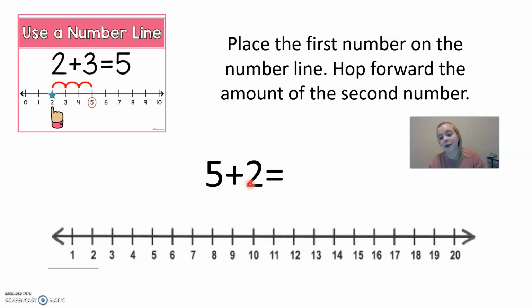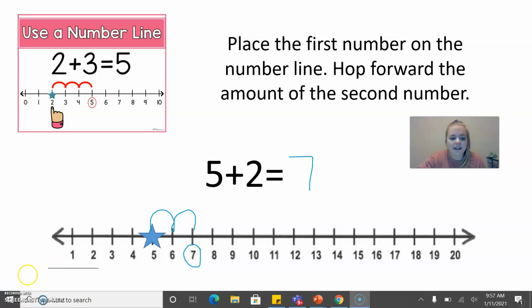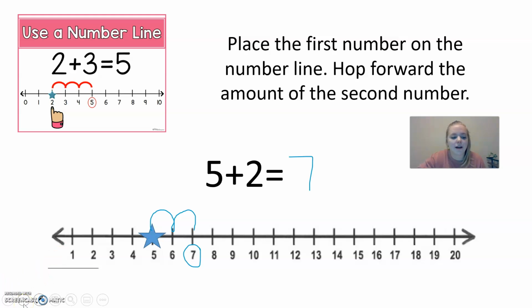5 plus 2, so you're hopping towards the bigger number. All right, so let's look. I started on 5, and I made 2 jumps forward to get to 7. All right, so that's how we use the number line to add. Remember, plot the first number, and then hop forward the amount of the second number. So I plotted 5, and I hopped forward 2 to get to 7.